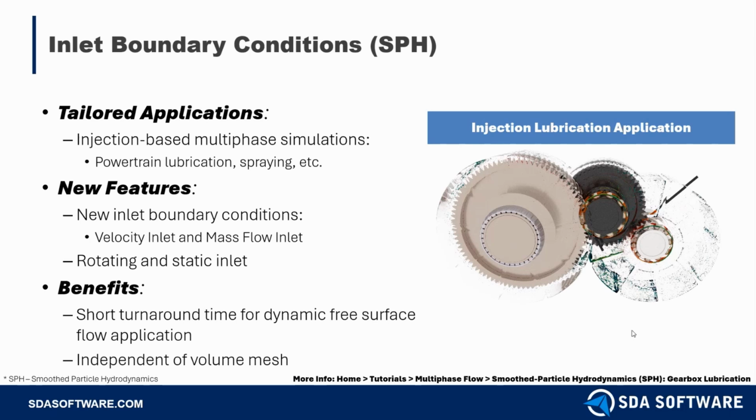The SPH workflow is generally a little bit more advantageous because it has a shorter turnaround time for highly dynamic free surface applications. Since it is independent of volume mesh, that helps avoid having fine mesh refinements around those highly dynamic free surfaces. And on the right-hand side, what you just saw is a demo of an injection-based powertrain lubrication. You can find a similar tutorial in the more info path in the bottom right corner, and then you can start learning how to set up the inlet conditions.